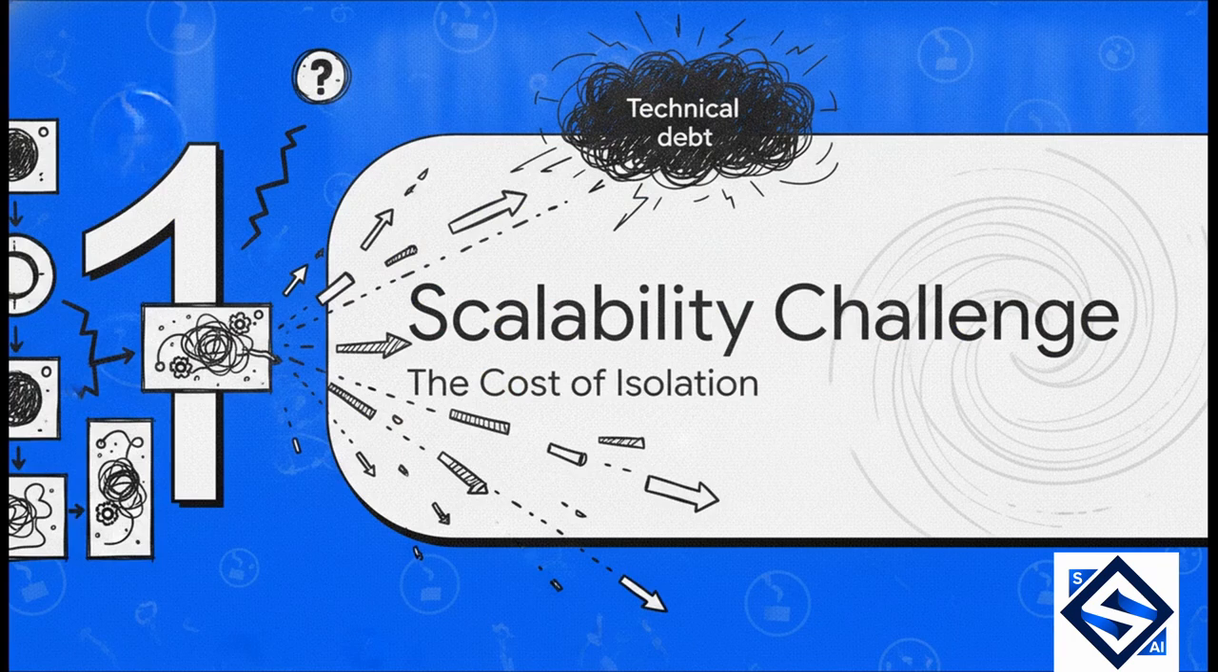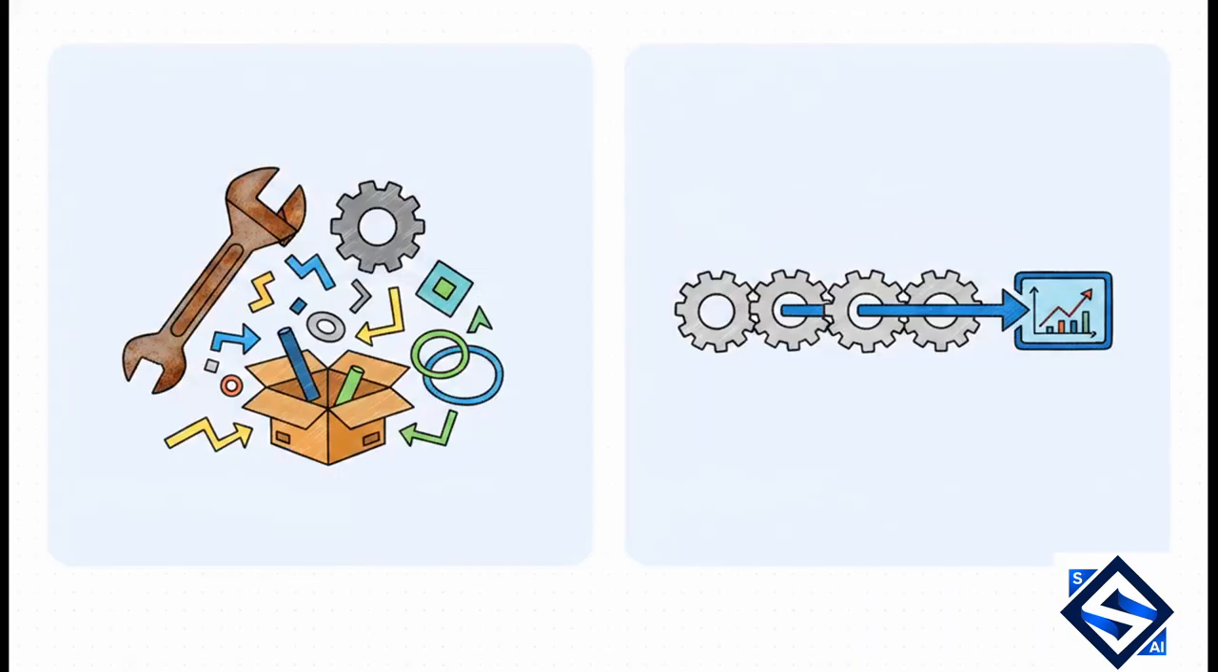Section 1, the scalability challenge. When a company decides to adopt machine learning, they usually start off in a pretty decentralized way, and that leads to a very specific type of technical debt.